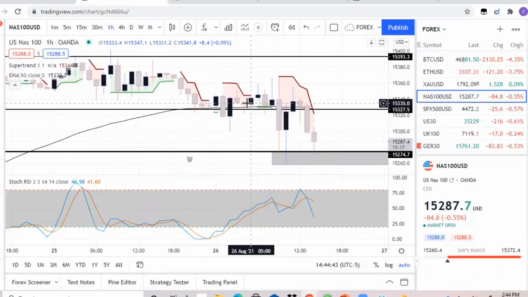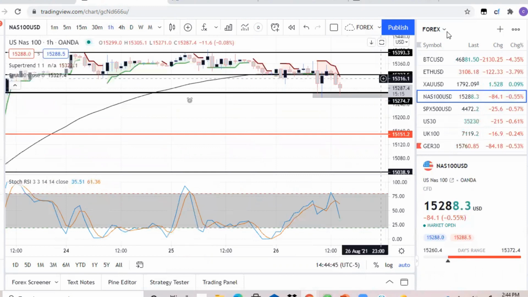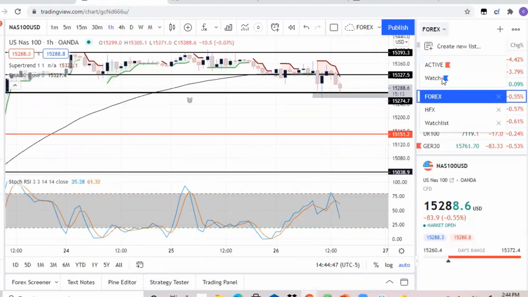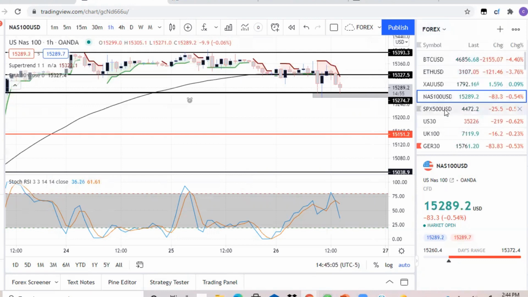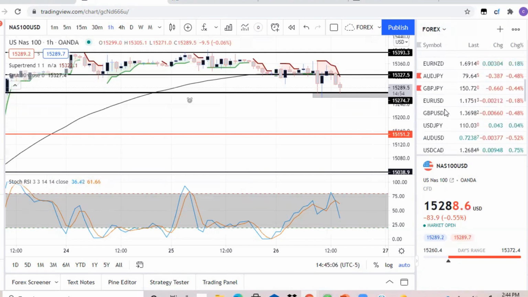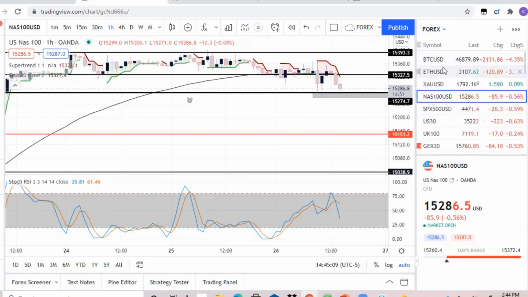And here you will see all of your lists for when you are looking for trades to watch. You have an active trade. You can create a list for whichever one you want to use it for. But HFX, I have a list for all of my trades that I like to be in, all of the things I like to trade in. So that is how you will use that.